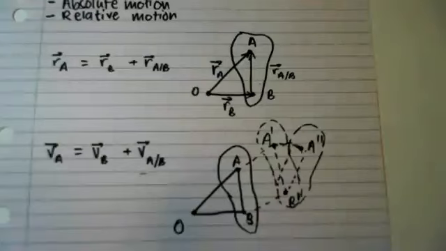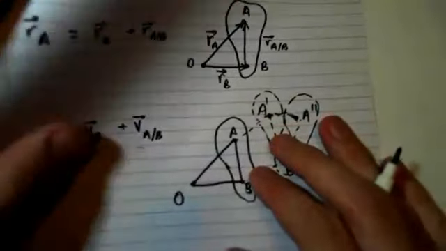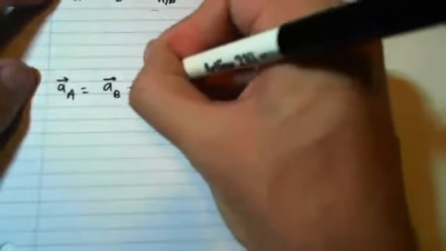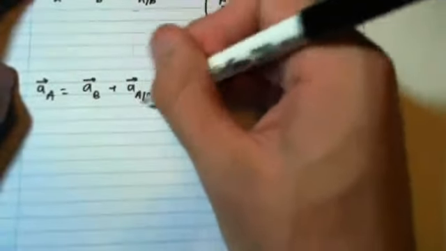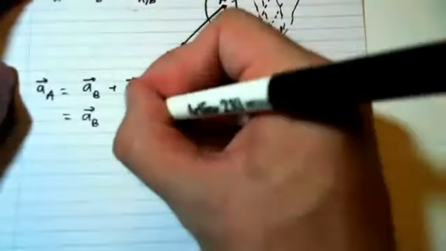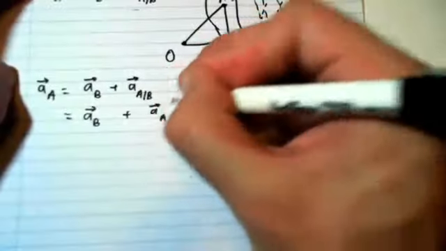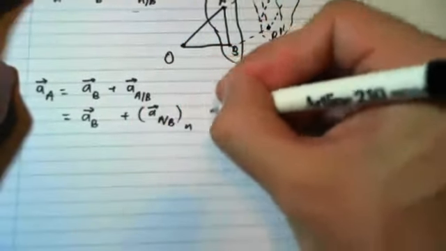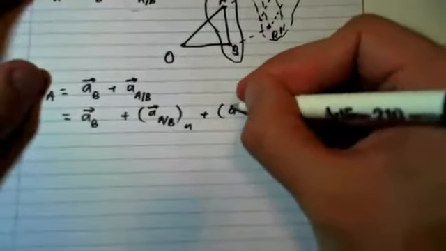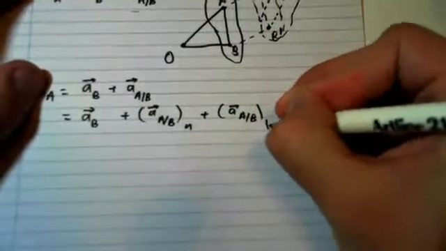Acceleration is much the same. So I'll write down the acceleration equation here. Acceleration of A is equal to the acceleration of B plus the acceleration of A with respect to B. Now we'll notice that this term in here has tangential and normal components, so we'll write that down: plus A of A with respect to B normal plus A of A with respect to B tangential.